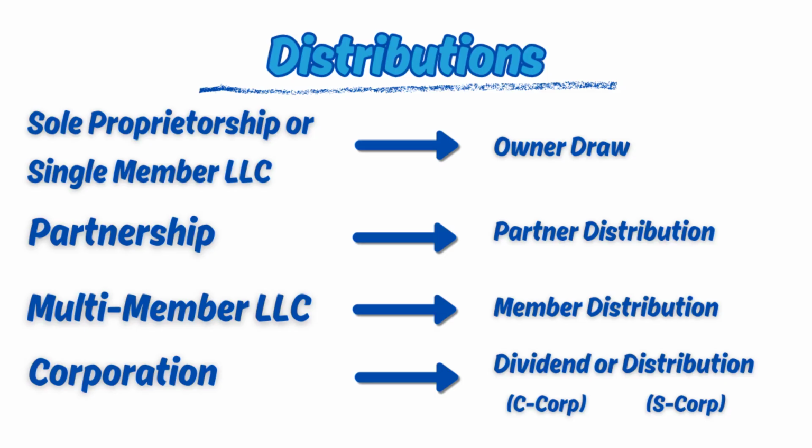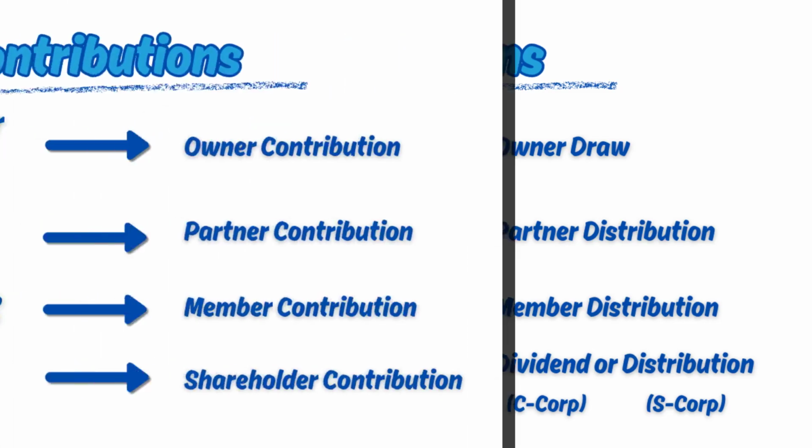The type of business determines what distributions and contributions are called. Distribution means taking money out of the business. For a sole proprietorship or single member LLC, it's called owner draw. For a partnership, it's called partner distribution. For a multi-member LLC, it's called member distribution. For a C corporation, it's called dividend. And for an S corporation, it's called distribution.